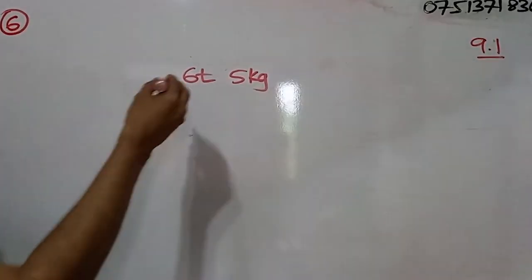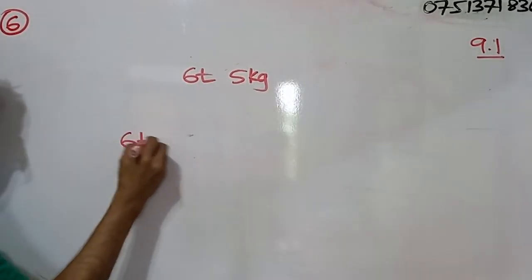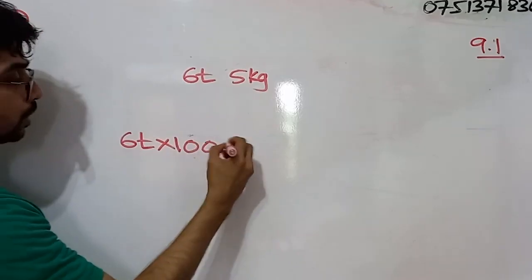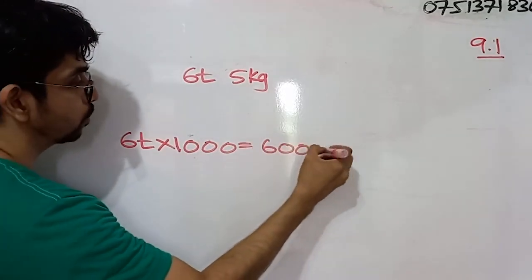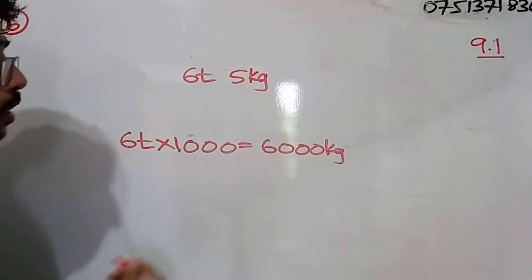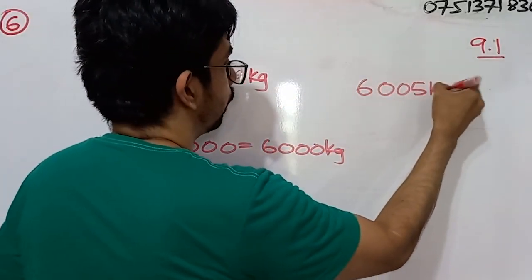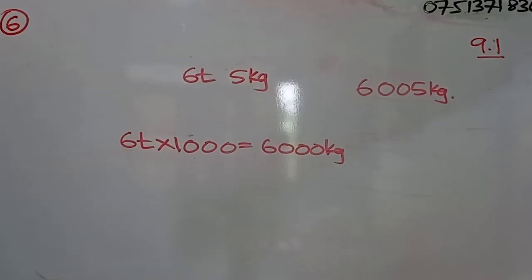So the next row, what do we have? Right, 6 tons and 5 kilograms. So first of all, we will convert this entire amount into what? Kilograms, right? So 6 tons, we have to multiply that by 1000. So this becomes what? 6000 kilograms. To that we have to add what? Another 5 kilograms. So this will be 6005 kilograms.